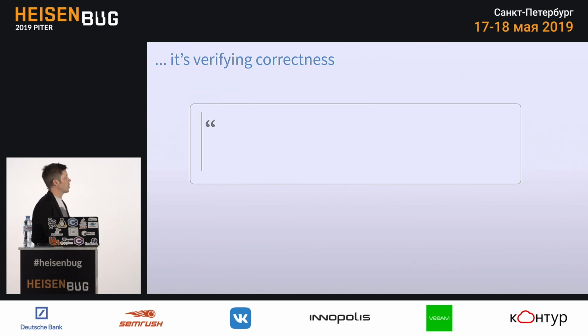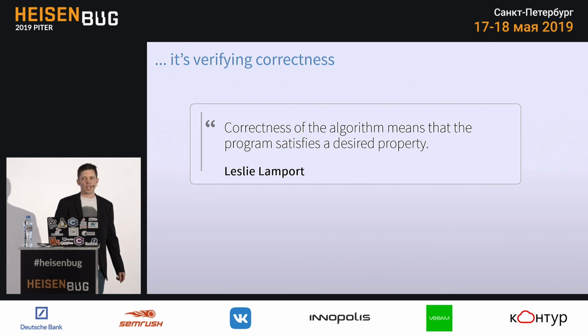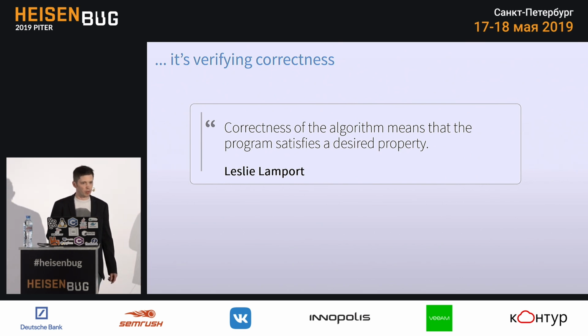So it's about verifying correctness. Leslie Lamport, the inventor of TLA+, said that correctness of the algorithm means that the program satisfies a desired property. And so the way that TLA+ can prove our correctness is through properties.